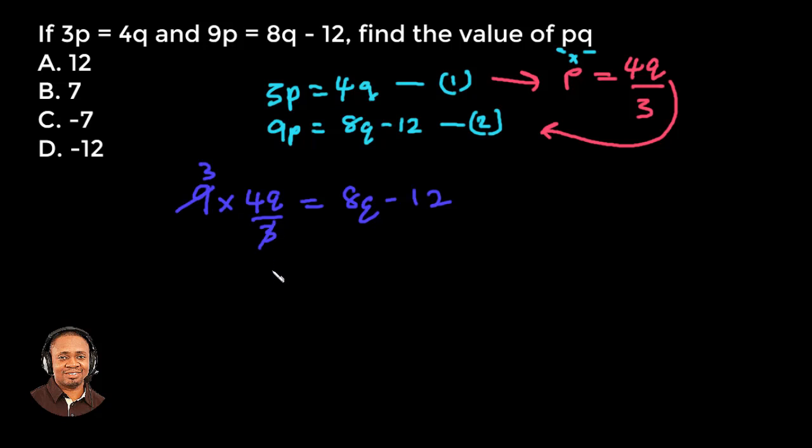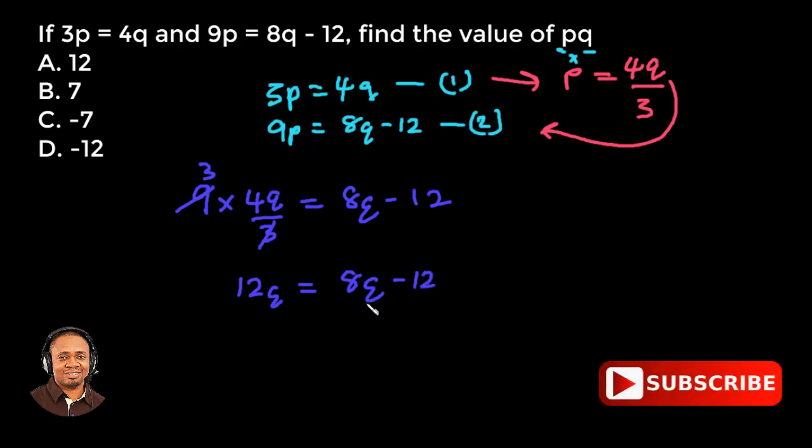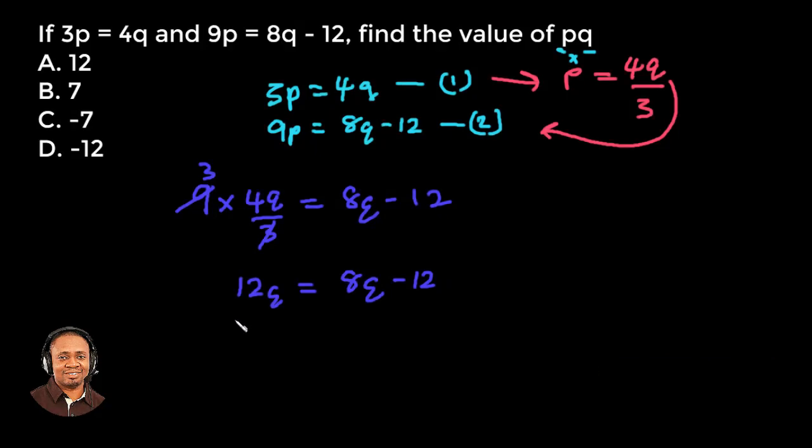So 3 times 4q will give us 12q, isn't it? Good. Then 8q minus 12 on the right hand side. So now we're going to bring the 8q to the left hand side, and that is going to be 12q minus 8q equals minus 12. Okay, 12q minus 8q, that will give us what? 4q. Good. Equals minus 12.